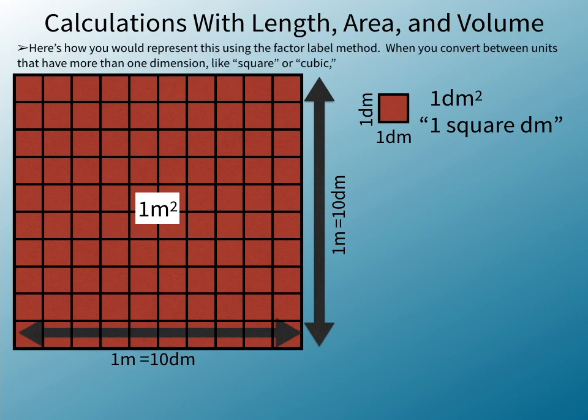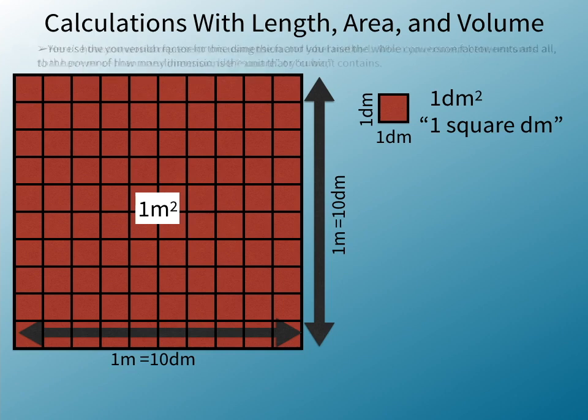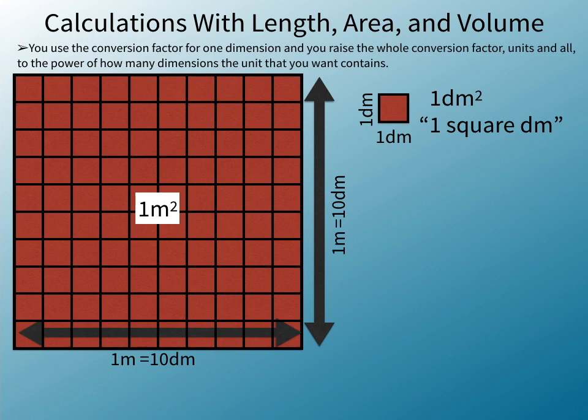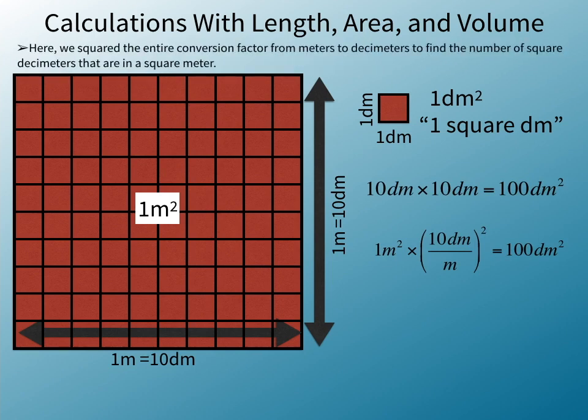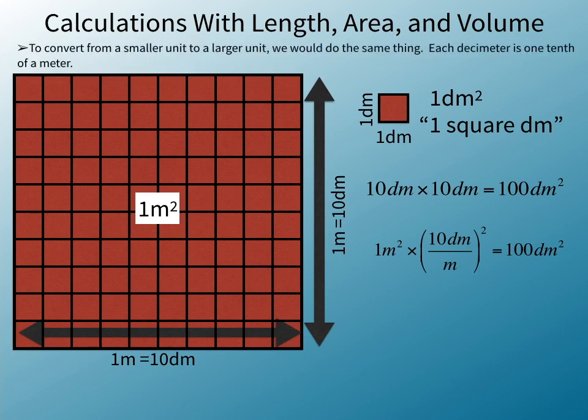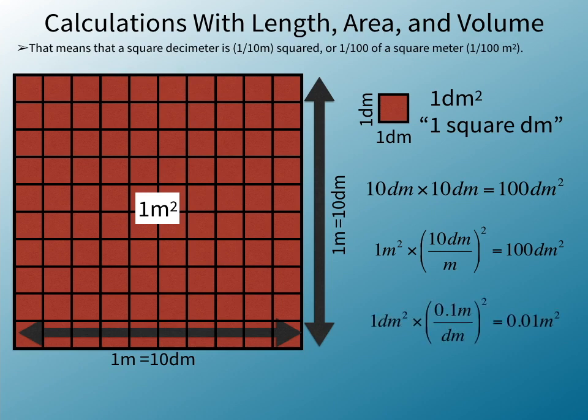Here's how you would represent this using the factor label method. When you convert between units that have more than one dimension, like square or cubic, you use the conversion factor for one dimension, and you raise the whole conversion factor, units and all, to the power of how many dimensions the unit that you want contains. Here, we squared the entire conversion factor from meters to decimeters to find the number of square decimeters that are in a square meter. To convert from a smaller unit to a larger unit, we would do the same thing. Each decimeter is 1/10 of a meter. That means that a square decimeter is 1/10 of a meter squared, or 1/100th of a square meter.